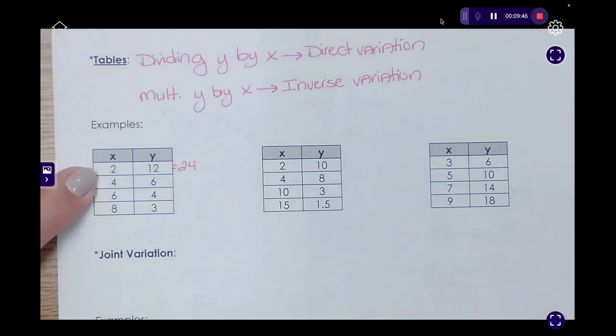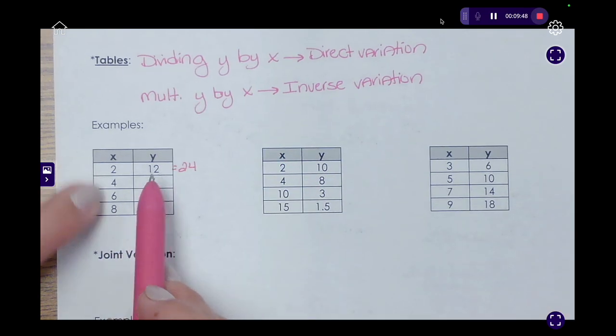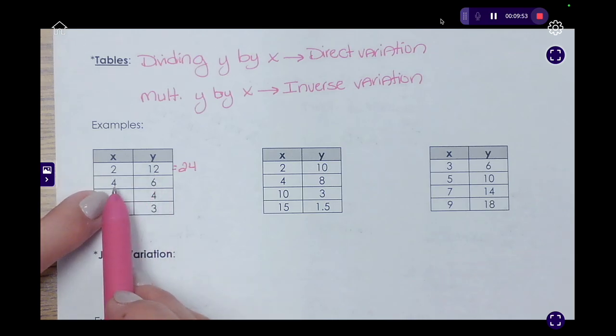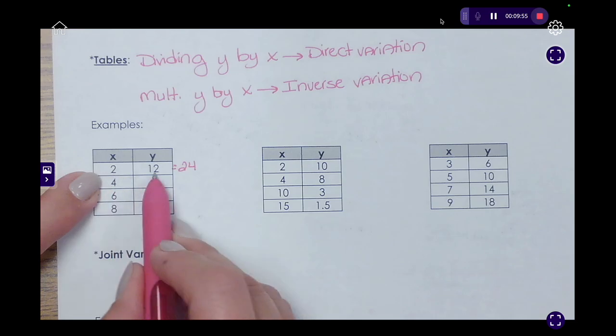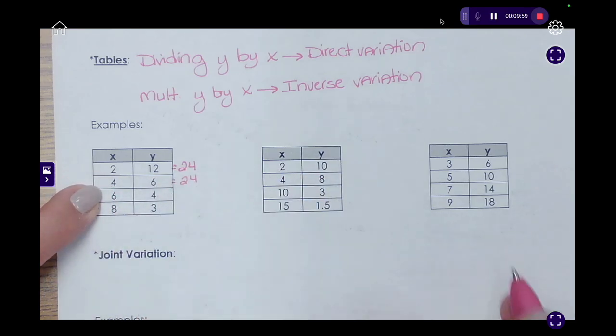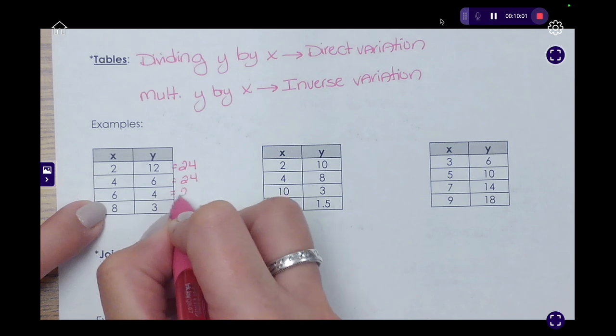Okay, and if I'm looking at it, if I was trying the dividing, I could do 12 divided by 2, which would give me 6. But is 6 divided by 4 also 6? No. So 2 times 12 is 24, multiplying 4 times 6 is 24, 6 times 4 is also 24.